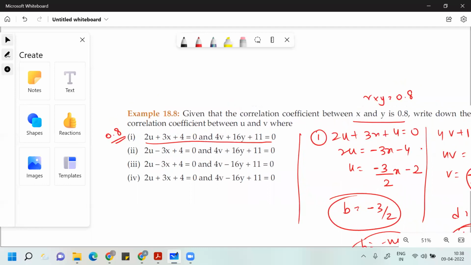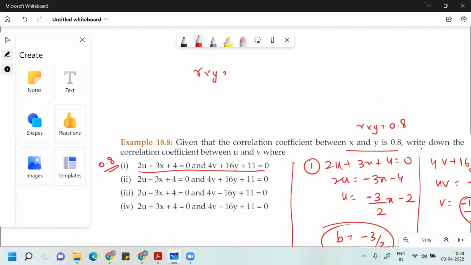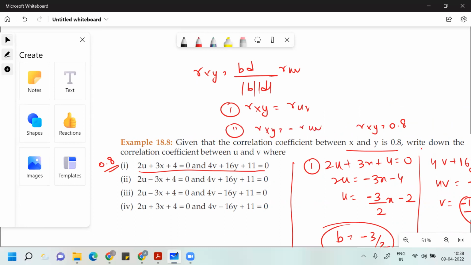Can you understand? If you go with the formula, R of XY is B into D by modulus of B into D, into R of UV. So you need to understand that whatever you do, there are two possibilities. Either R of XY will be R of UV, or R of XY will be negative of R of UV. Only two answers are possible. For all the questions, your answer is either 0.8 or minus 0.8. You need to identify that after getting the sign. Once you get the sign, you identify it.